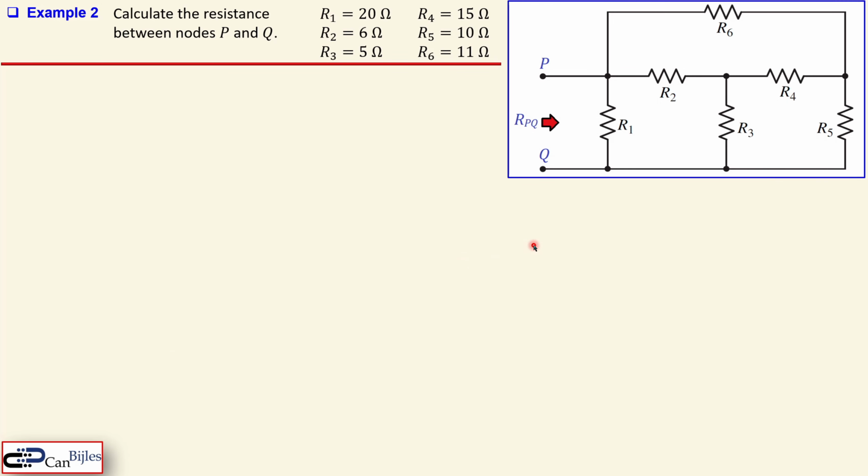The only addition compared to the first example is this resistor 6 here, which is now in parallel between this node and that node. And that is now 11. So the rest of the values are exactly the same, only the resistor 6 is added here. Again, the same problem. We would like to determine the resistance between the nodes P and Q. Again, we will use the matrix method and we will look at the solutions.